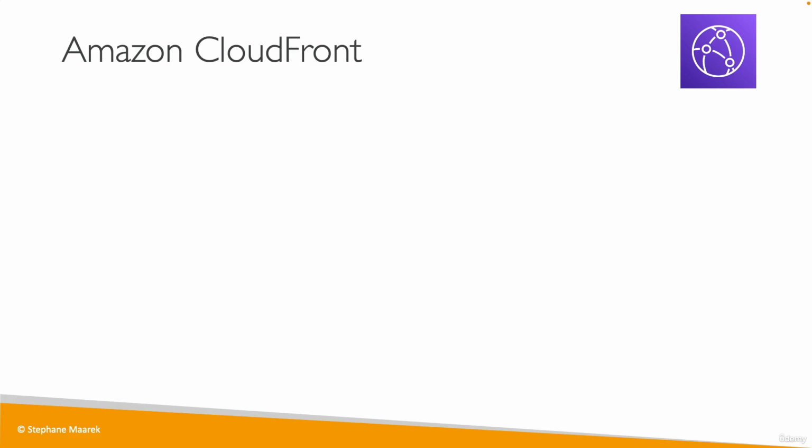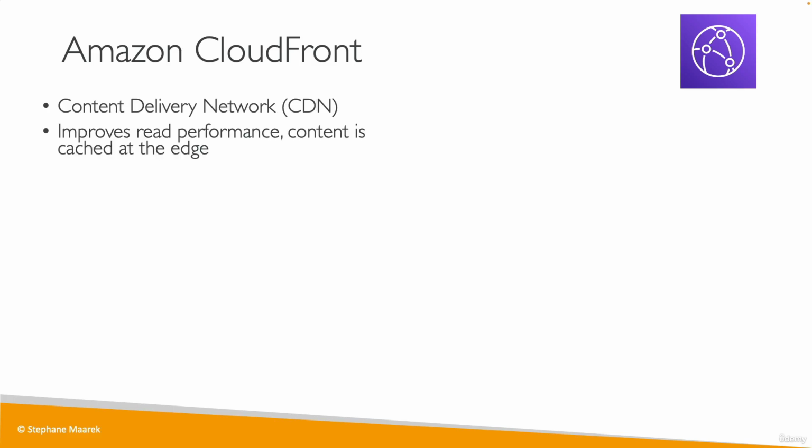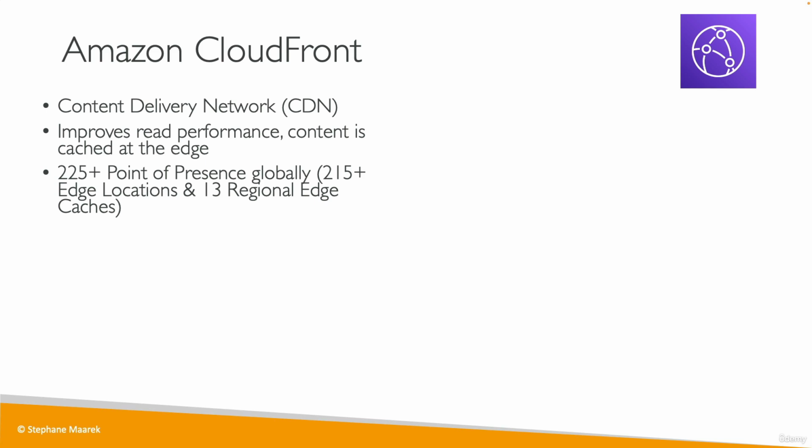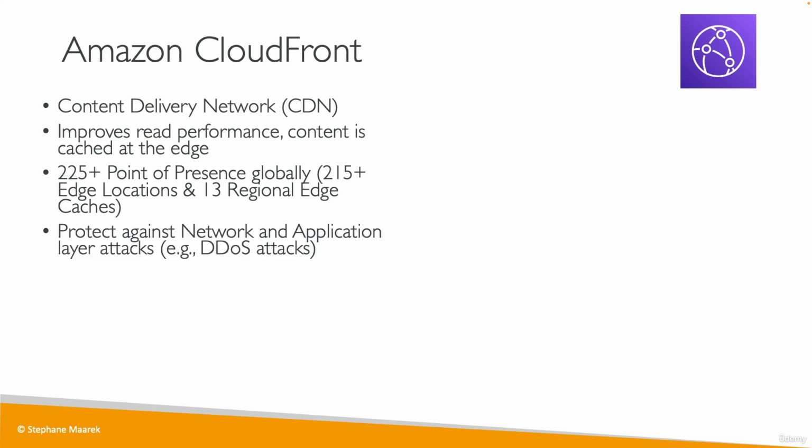So now let's talk about Amazon CloudFront. CloudFront is a content delivery network, CDN, and it improves the read performance of whatever you have in the backend because the content is going to be cached at the edge. You have over 200 points of presence globally, and it protects you against DDoS attacks because it is distributed at the edge. It has integration with Shield, WAF, and Route 53.